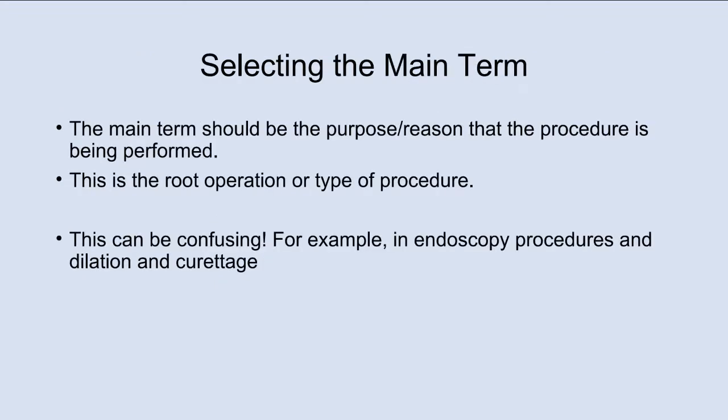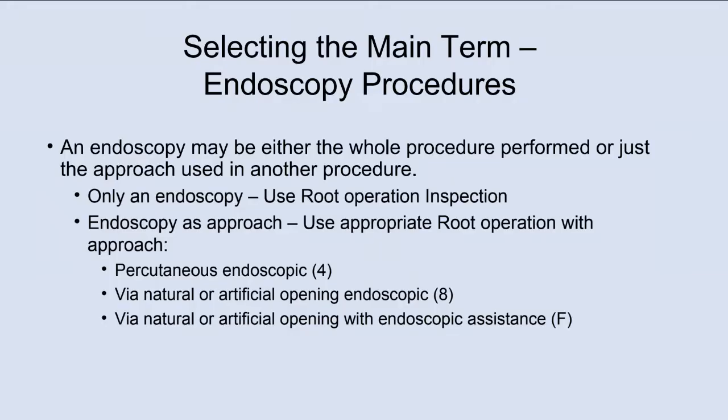As stated before, the code should reflect the reason or the goal of the procedure. Why is the provider doing this? What is he or she trying to accomplish? This is the root operation. So this can be confusing, and a good example of this is endoscopy procedures and dilation and curettage. So let's look at those.